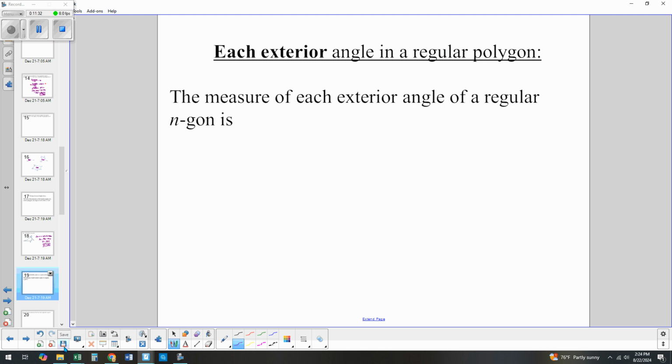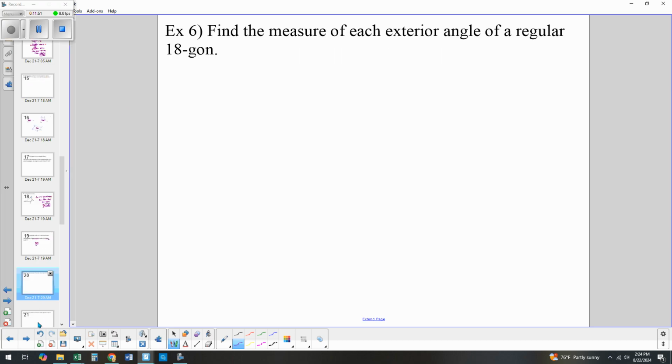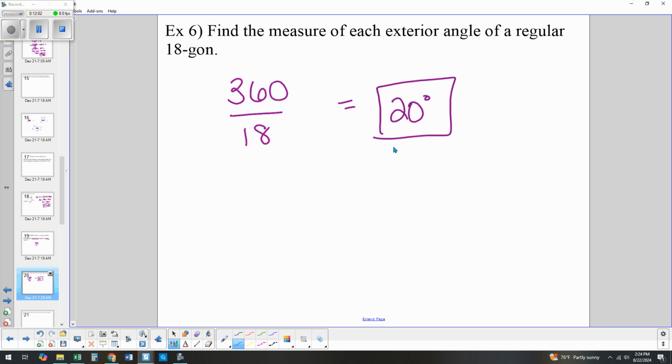Just like we were able to find each interior angle of a regular polygon by dividing the sum of the interior angles by n, I could do the same thing for each exterior angle in a regular polygon, because I'm going to take the sum of the exterior angles and divide it by n. The formula is much simpler than the interior one. So let's find the measure of each exterior angle of a regular 18-gon. So that means n is 18. We do 360 divided by 18. So each one is 20 degrees.